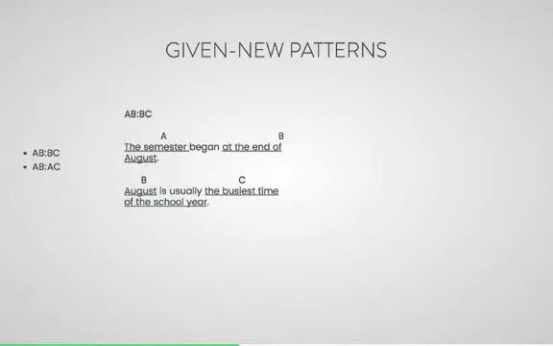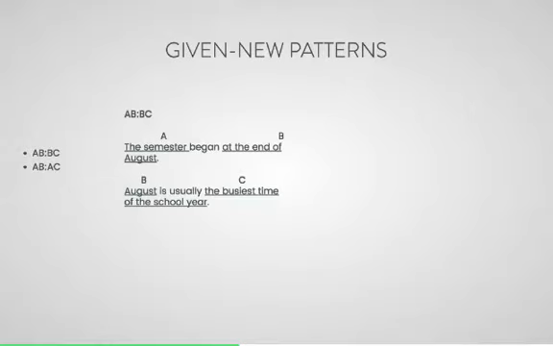So how do we implement this given-new principle to help us revise or edit for cohesion? There are two main patterns that we can use to do this: the ABBC pattern and the ABAC pattern. These letters may be a little confusing at first, but they are just ways to label sentences. Let's take a look at a couple of examples, and I think that will help clarify things.